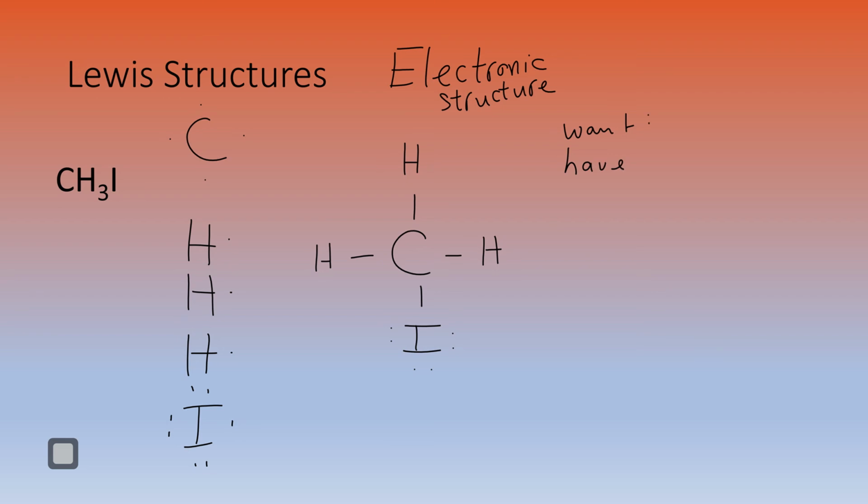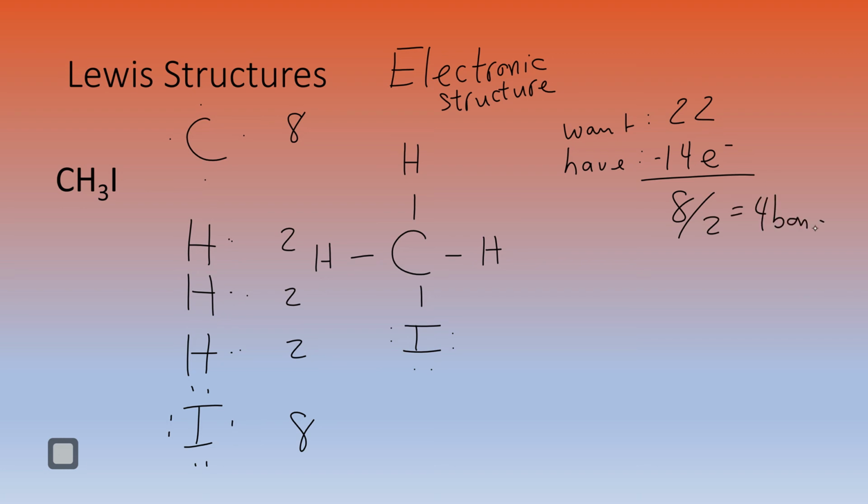let's do have first. I always usually do have first. So I have 4 plus 5 plus 6 plus 7, and then 7 plus 7 is 14. So I have 14 valence electrons available. How many total electrons do I actually want to basically create a full structure? That would be 8, 2, 2, 2, and 8. So that adds up to 22. So 22 minus 14 is 8, divided by 2. We're going to have 4 bonds in my compound. Okay? All right, so let's just do another one.